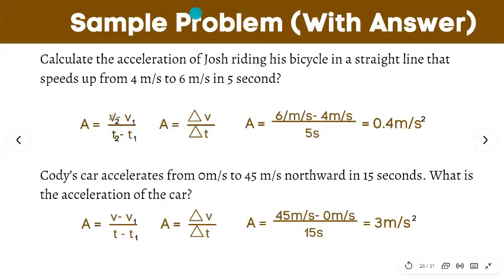So the acceleration is equal to the difference on the velocity over time. So yung 6 meters per second po natin, which is the final velocity minus the initial 4 meters per second over 5 seconds is equal to 0.4 meters per second squared. So ito po yung answer for the next problem. So you can try this at home.